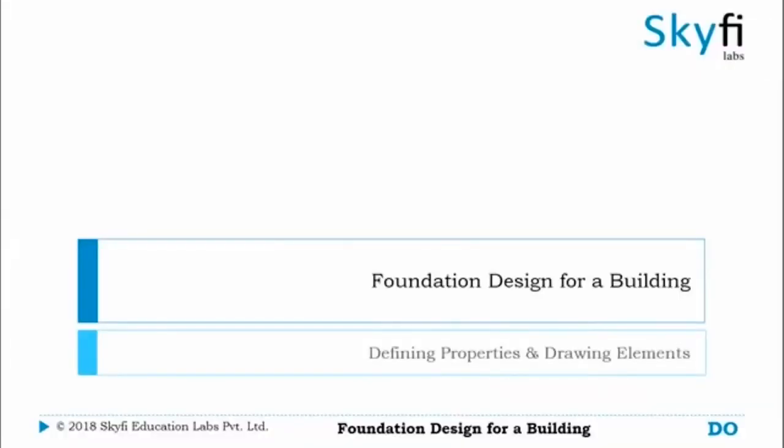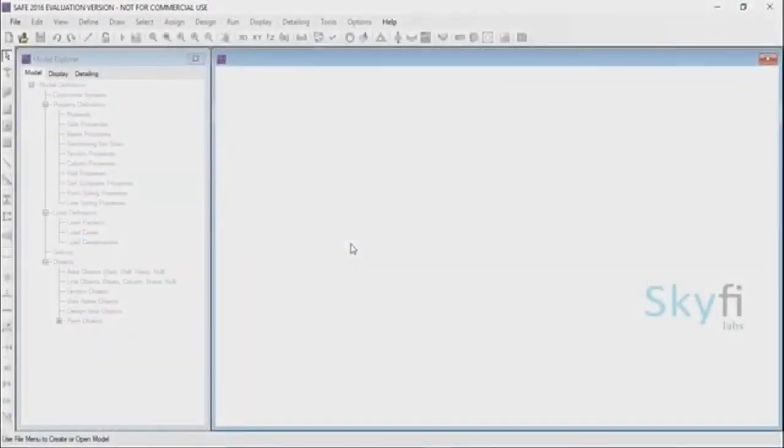Welcome to the second video on Foundation Design for a Building. In this video, you will define the properties and draw the elements for the mat footing design project. Open the SAFE software. Select New Model from the File menu.